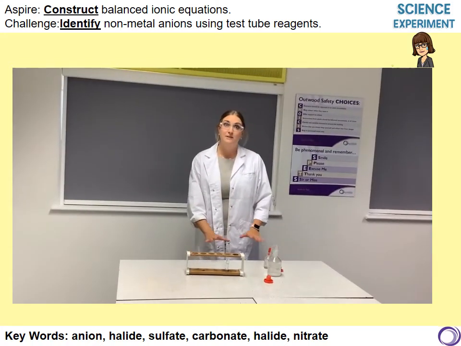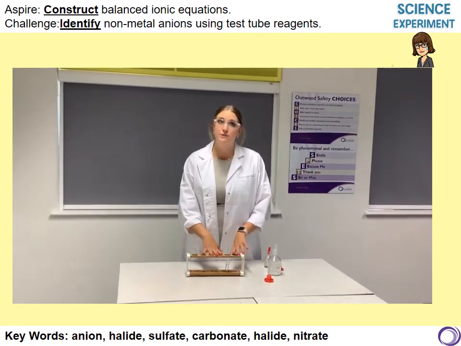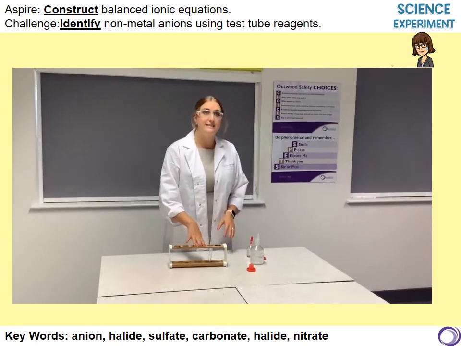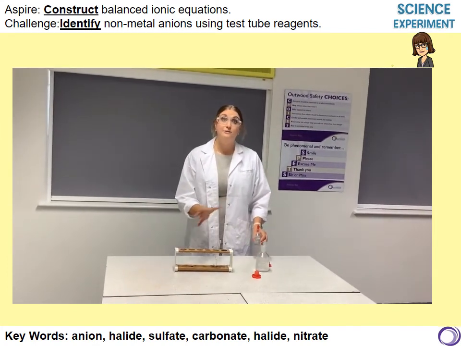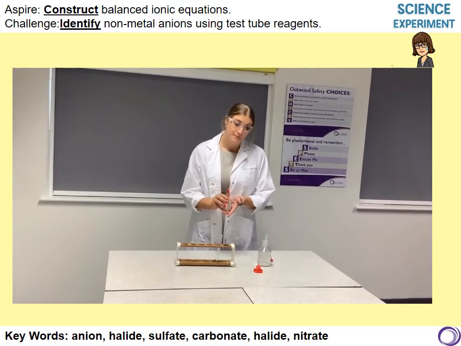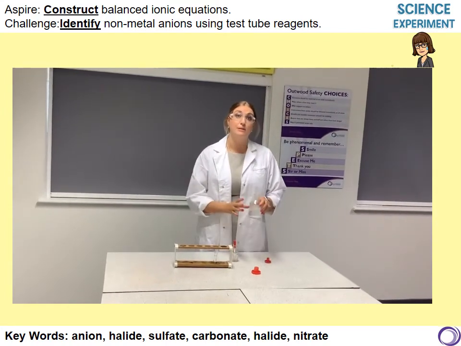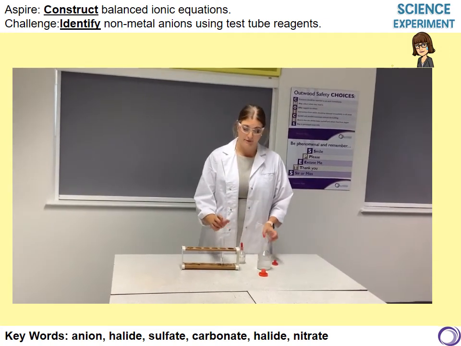So now that we've seen the test for halide ions, there is a different test for sulfate ions. So we're going to need some different reactants. So now, instead of my previous reactants, I'm going to use hydrochloric acid and then I'm going to add barium chloride and I should see a different precipitate form.